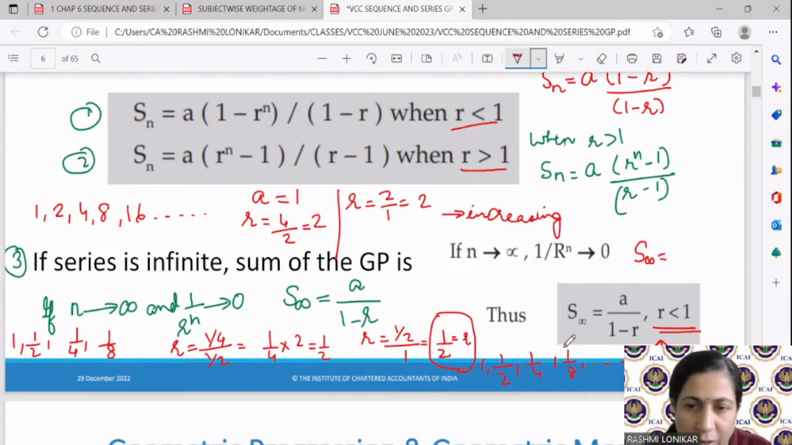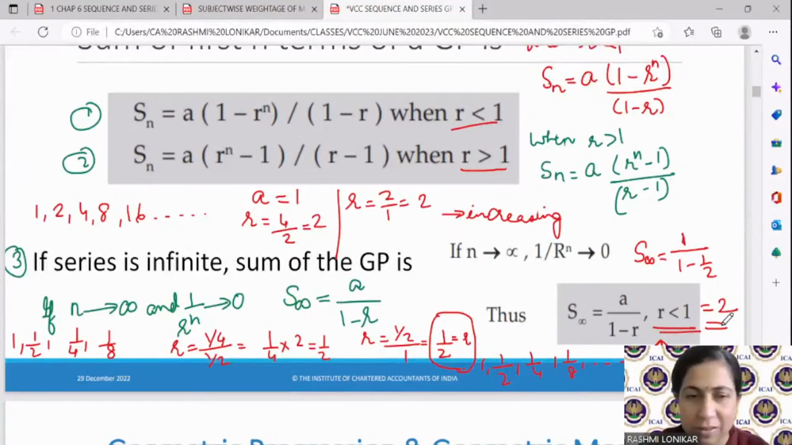What is the value of A? A is 1 upon 1 minus half. R is half. So this is 1 upon 1 by 2, which is equal to 2. So sum of this series will be equal to 2. So that is what is meant by this. Okay, understood, Kevin?